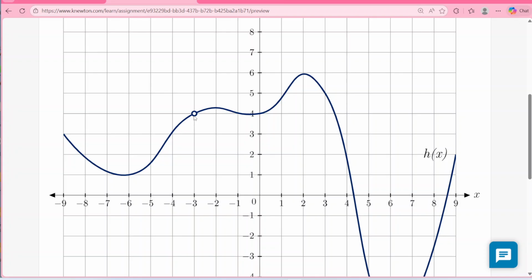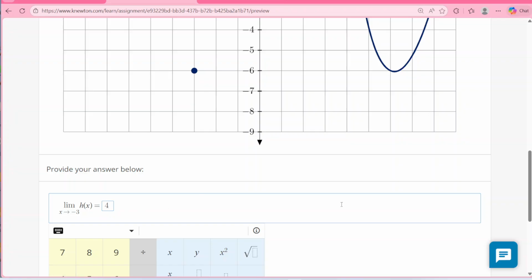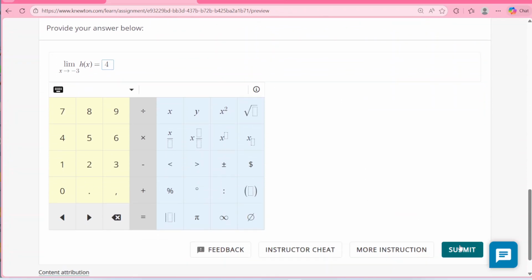To the left, the graph is approaching this (-3, 4) point, and to the right of -3, the graph is approaching this (-3, 4) point. So the limit is the y value of that point. The limit of the function as we approach -3 is 4. Again, this solid point down here at -3 doesn't matter. It's what's happening to the left and to the right. Is the graph approaching the same location?